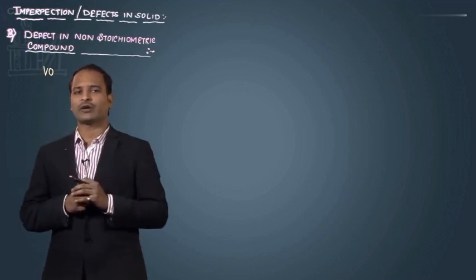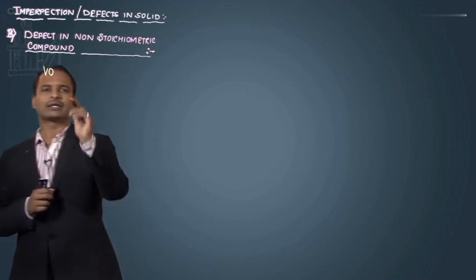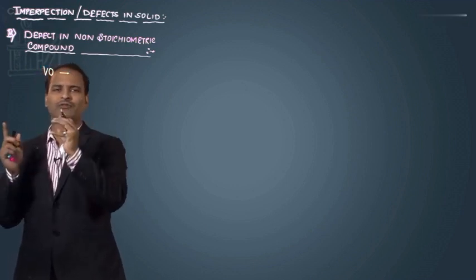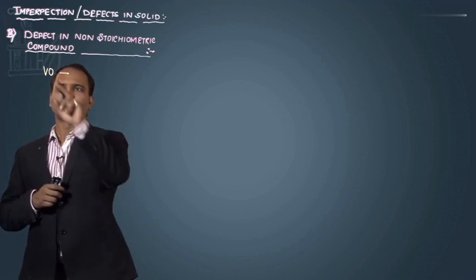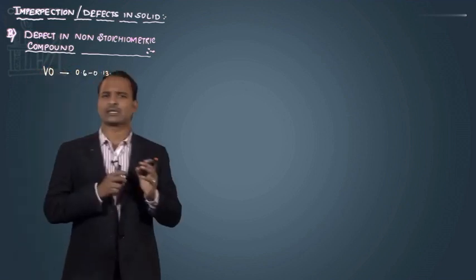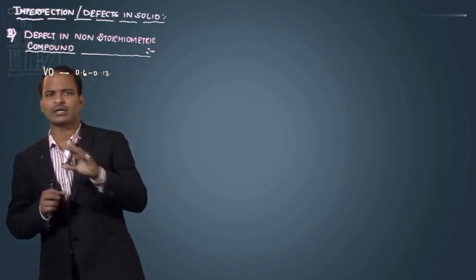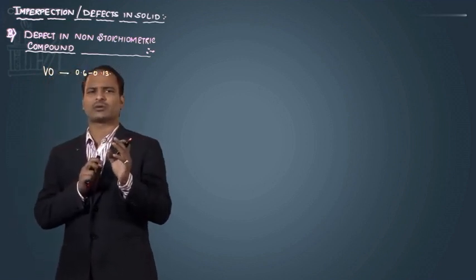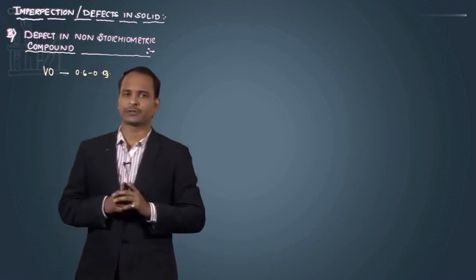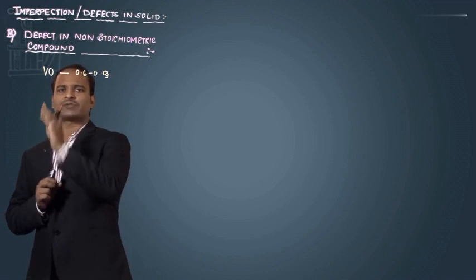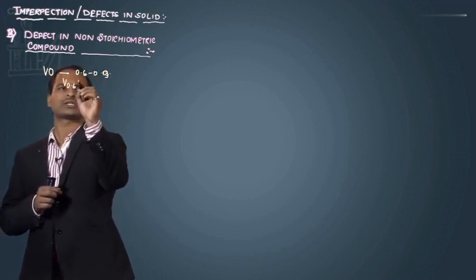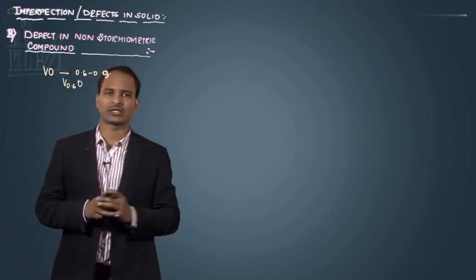But when it is observed practically, we come to know that the ratio of vanadium and oxygen is not 1:1, but the vanadium is in the range of 0.6 to 0.9. That means the range was not proper. So now this vanadium oxide, instead of having the molecular formula VO, will have V0.6 O or V0.9 O.